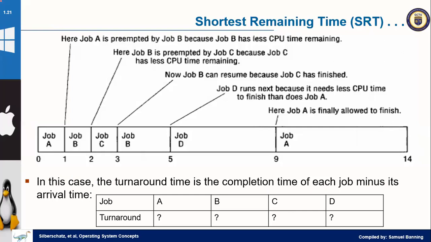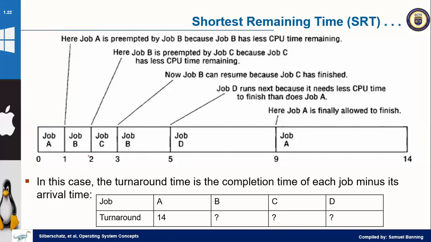That is the completion time of A minus its arrival time. The completion time of A is 14 here, right? And its arrival time is 0. So 14 minus 0 is 14. Okay.